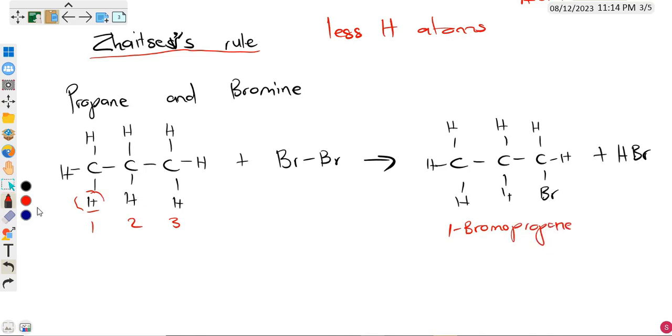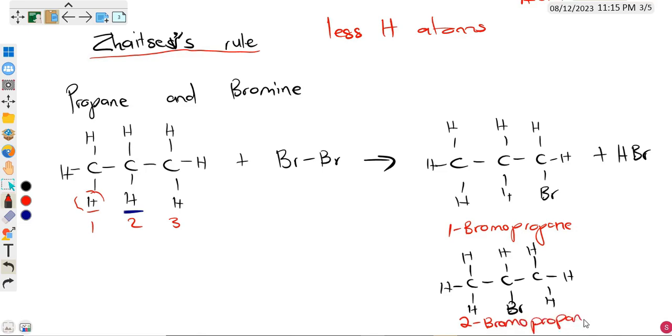But now what if we took from the one which is in the middle? If we take from the one in the middle, we now get a product that looks something like that, whereby now we have the bromine on the middle carbon atom. And then now this is different. This gives us 2-bromopropane. Now the question is, which one between the two is correct?